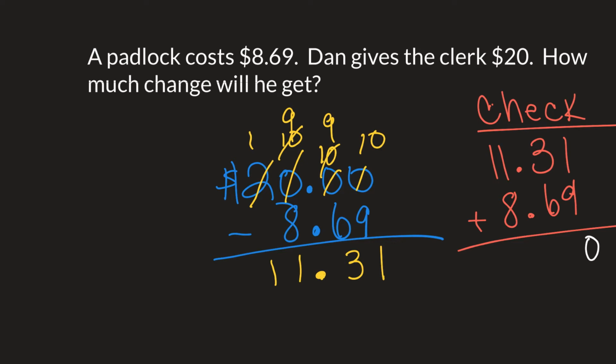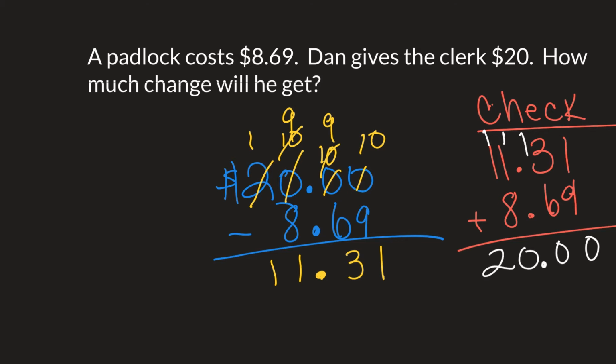We regroup. That's a 1. I don't know why it looks crazy. All right. So 6 plus 3 is 9, plus 1 is 10. Regroup. 8 plus 1 is 9, plus 1 is 10. Regroup. 1 plus 1 is 20. And we bring our decimal straight down.